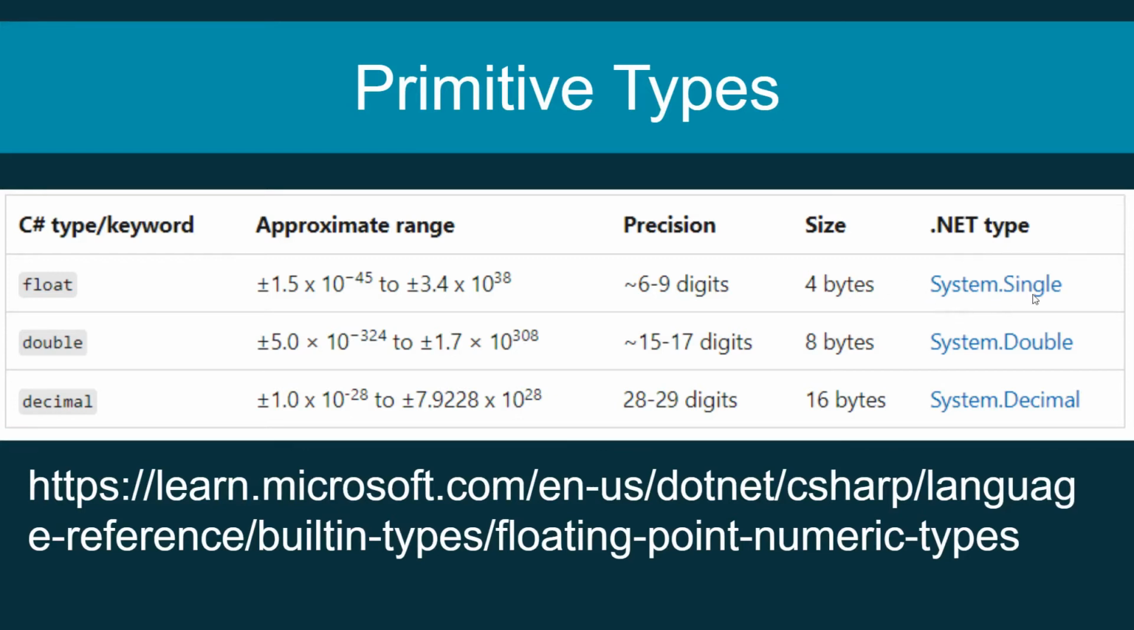what they call single, double, decimal, and you can get that type by using System.Single, System.Double, System.Decimal. To learn more about floating point types like float, double, decimal, visit this link. I put this link also in the description. The types are very important, and you should learn to use them efficiently and correctly.